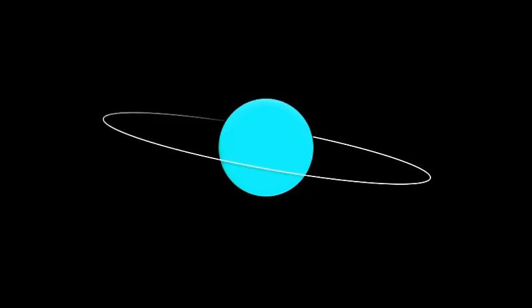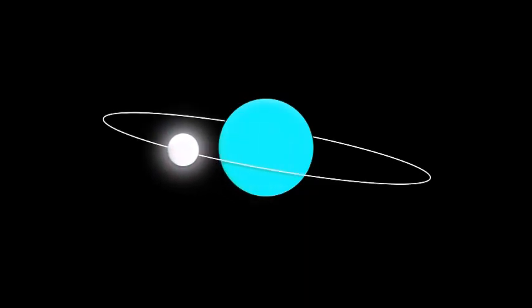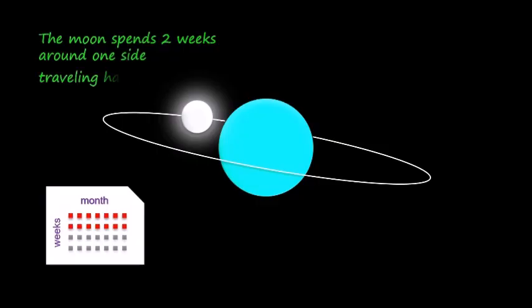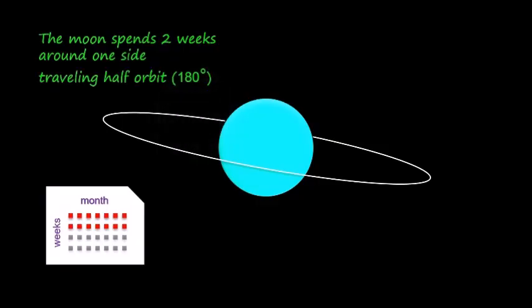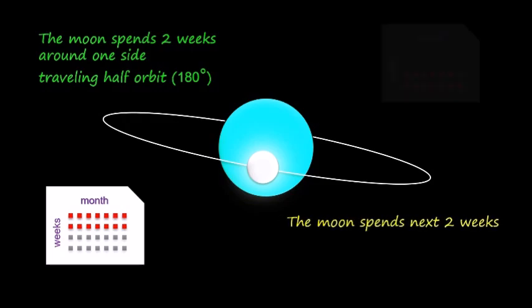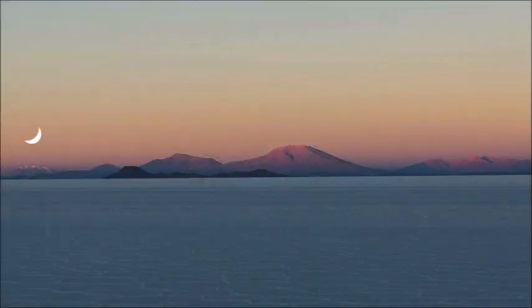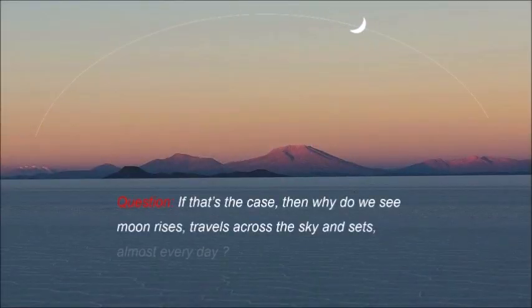If you look at the red weeks of the month on the calendar, indicating the Moon spends 2 weeks around one side, traveling half orbit. It spends next 2 weeks around the other side, completing 360 degrees. So the question one would ask, if that's the case, then why do we see the Moon rises, travels across the sky, and sets almost every day?